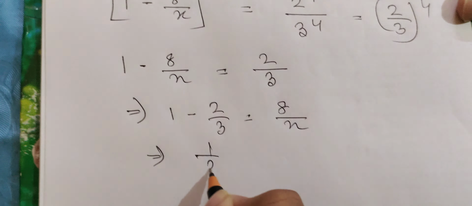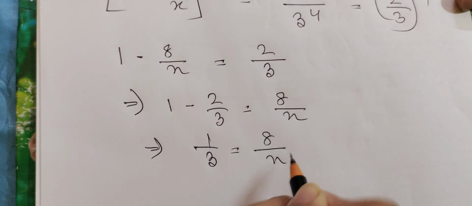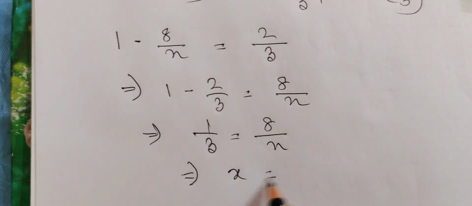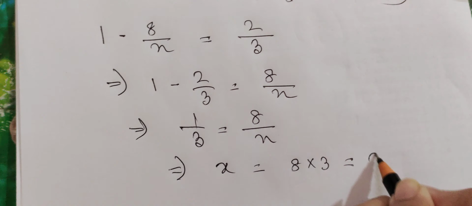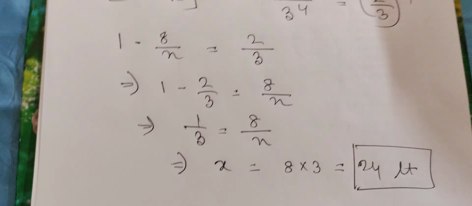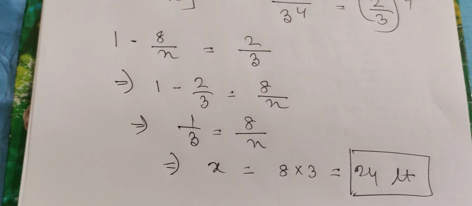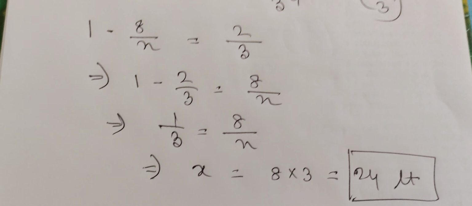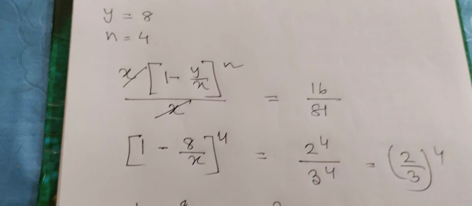So 1 by 3 is equal to 8 by X. So X is basically 8 into 3, that is 24 liters. So this is the amount of wine which was previously present. So you can see that using this formula we can easily solve this kind of problem. Thank you.